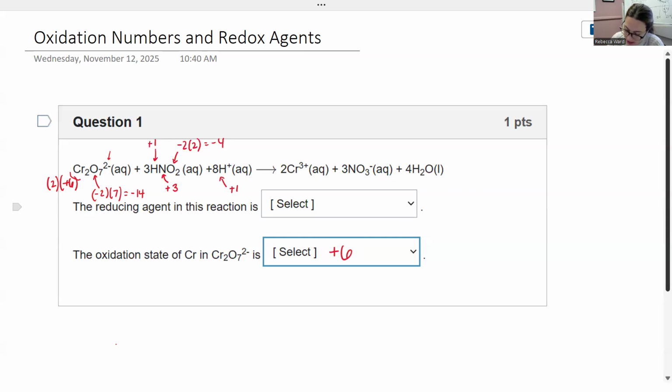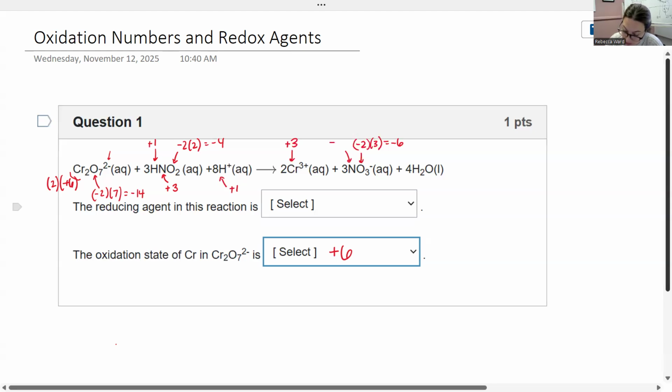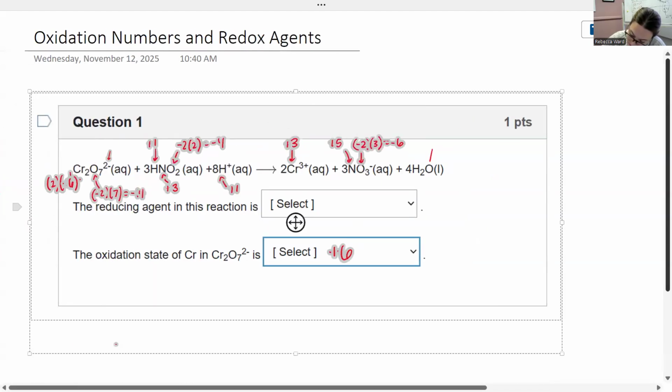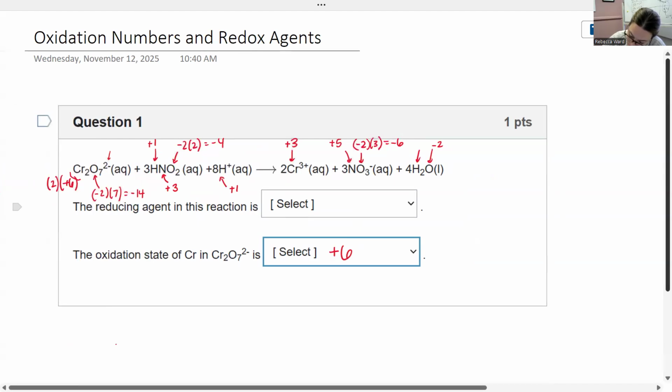Now let's look to the other side. Chromium is now +3. That's a monatomic ion. We know that that oxidation state is just the charge. Let's look at NO3 minus. Each of those oxygens are -2. I now have 3 of them. That's -6. The whole thing is charged -1. And so nitrogen in this needs to be +5. And then over here in water, our oxygen is -2, and each of these hydrogens are +1.